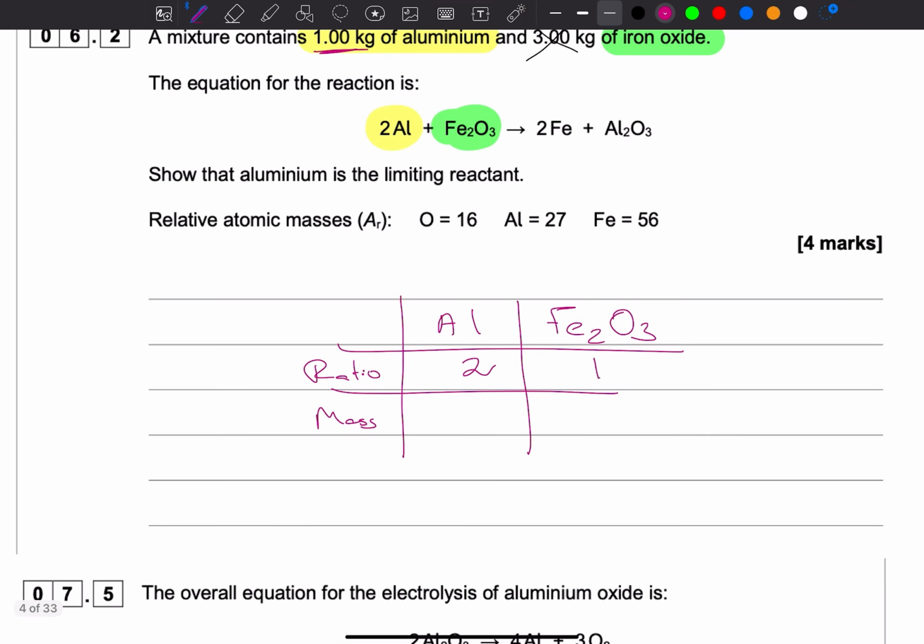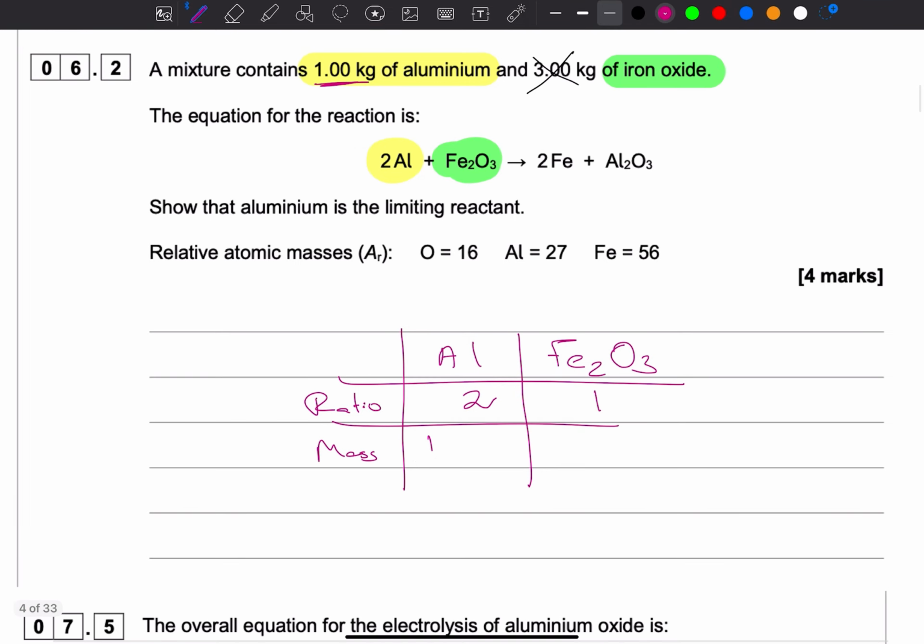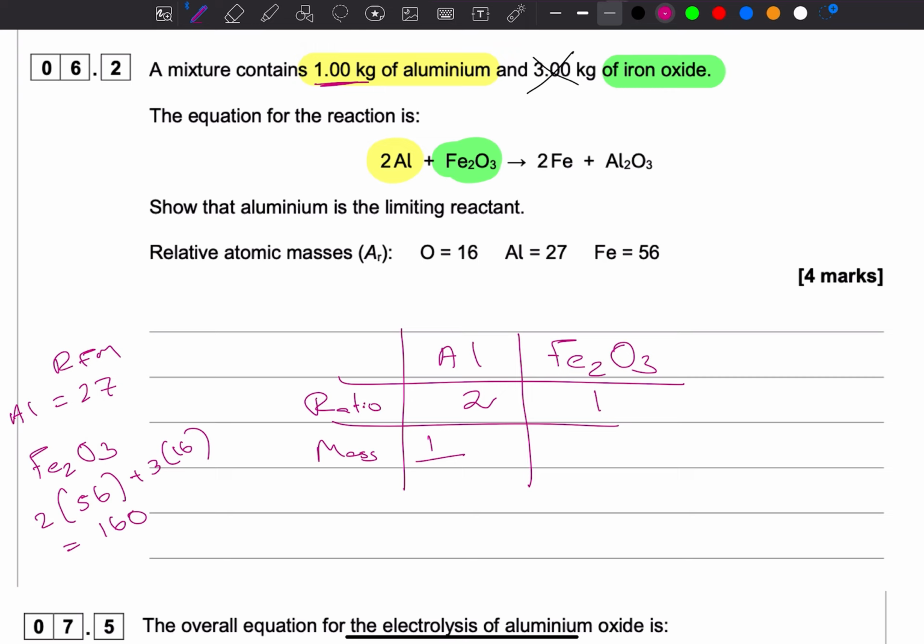Kilogram. How many? Aluminium is 1 divided by relative formula mass. I forgot. What is aluminium? It's 27. They told you. Fe2O3. What is Fe2O3? 2 times Fe 56 plus 3 times oxygen, which is 16. That gives you 160. So aluminium is 1 over what number? 27. You can't simplify that anyway.